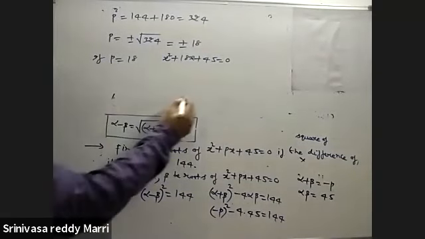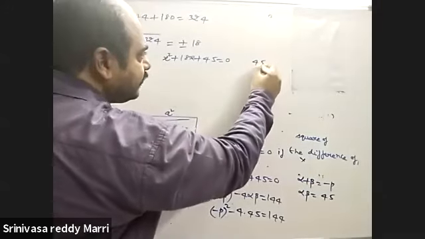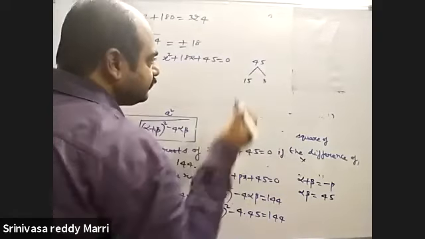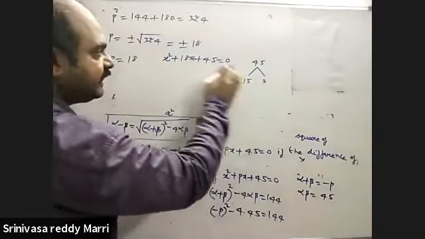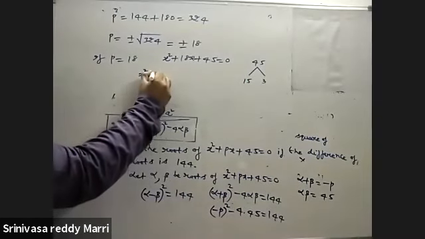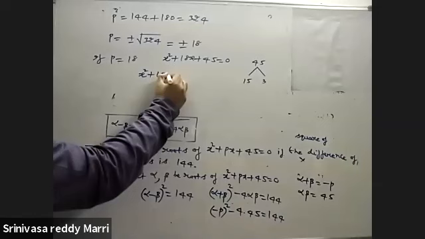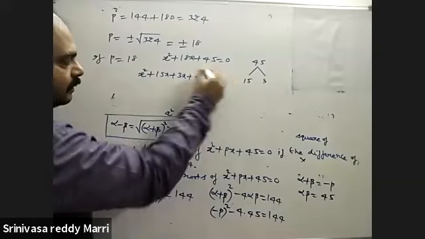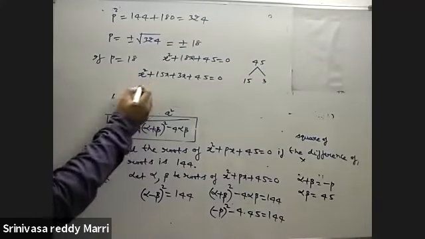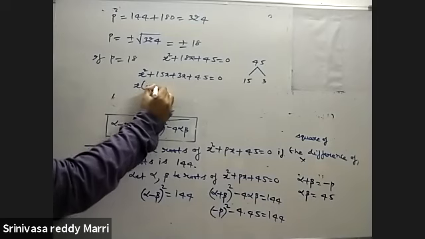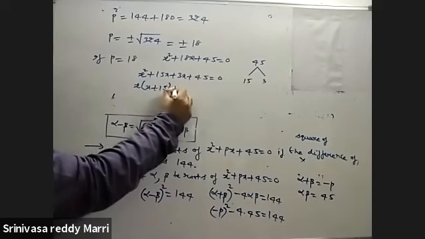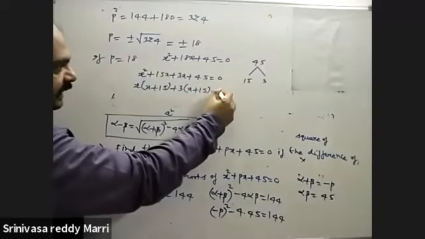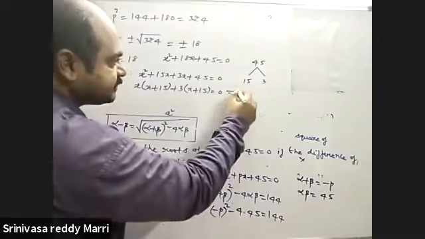Now you can do it by the factorization method. 45 means 15 into 3, such that 15 plus 3 is 18. You can factorize, because there are factors. x into x plus 15, plus 3 into x plus 15. Now you can take x plus 15 common.